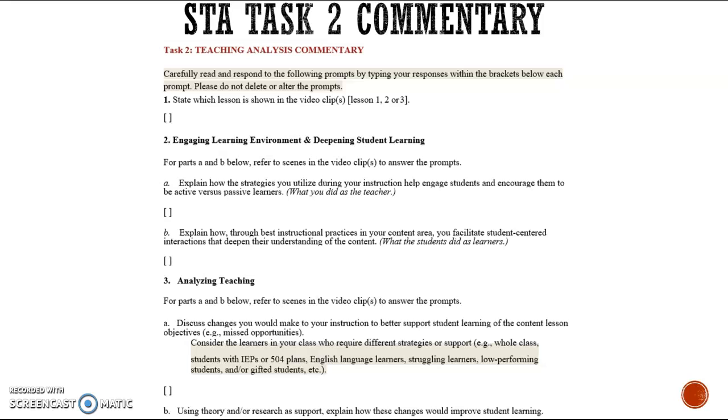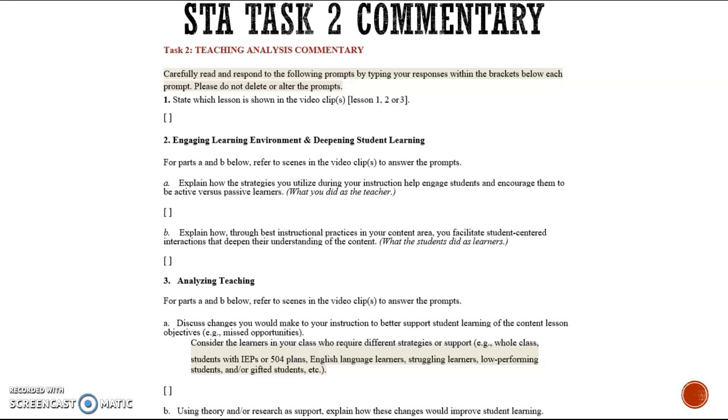Notice again there are 3 sections that you will need to be speaking to. The first section is where you will state which lesson will be shown in your video clips. Be sure you identify the lesson number, clip number, and activities that will be observed.